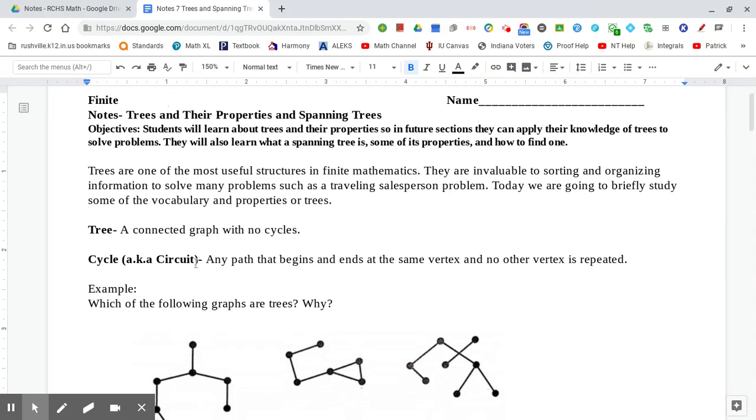All right, so the definition of a tree is a connected graph. That means that there is a way to go from each vertex to the next. So a connected graph with no cycles. All right, so what is a cycle?